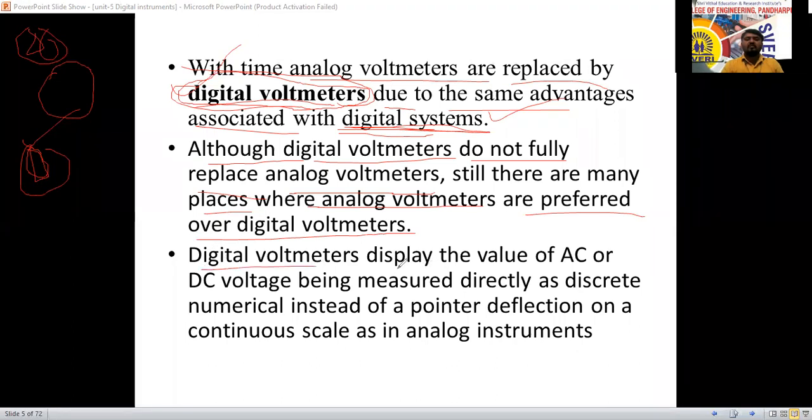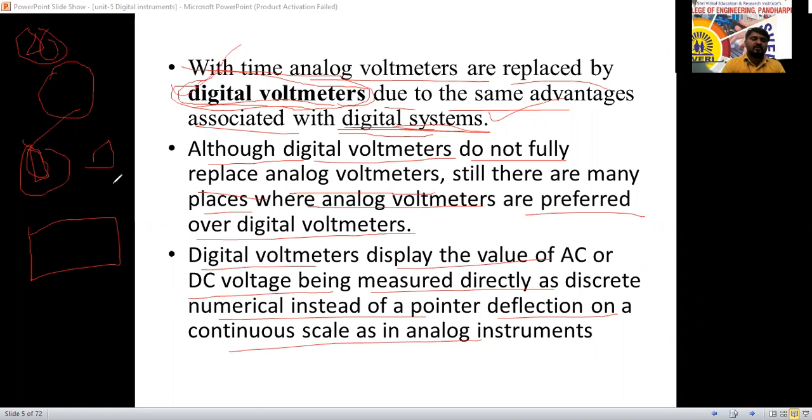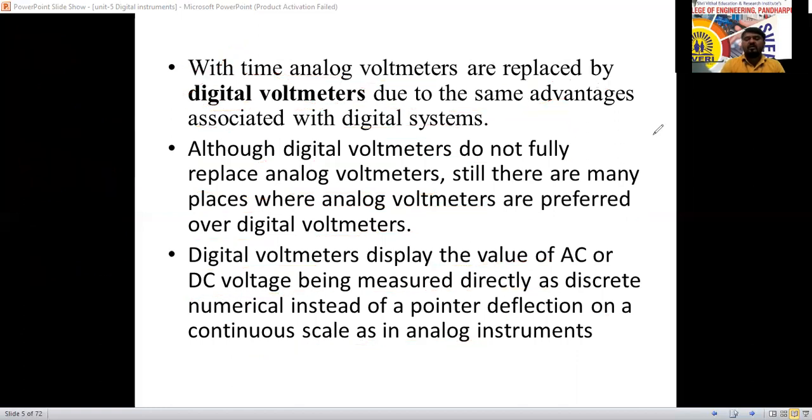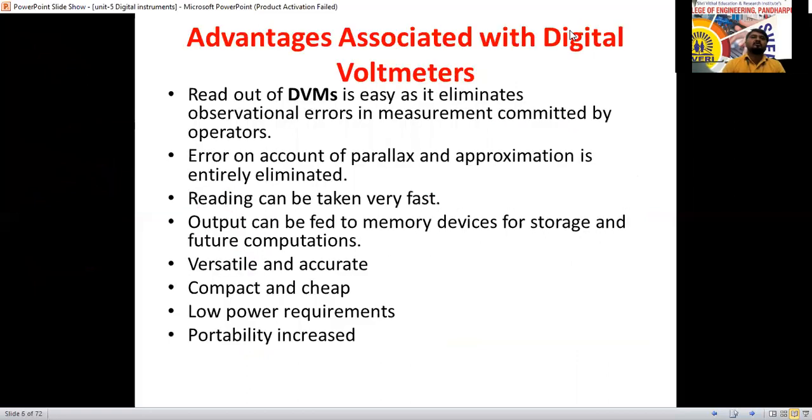Digital voltmeters display the value of AC and DC voltage being measured directly as a discrete numerical value, instead of the pointer deflection on a continuous scale as in analog instruments. It is going to give the direct display of the value. Analog meters give the continuous operation. So this is just an introduction of the digital voltmeters. It has some advantages, I told that one, those advantages associated with the digital voltmeters.